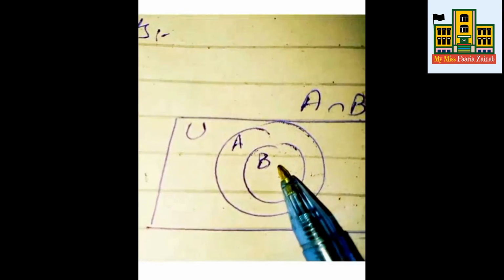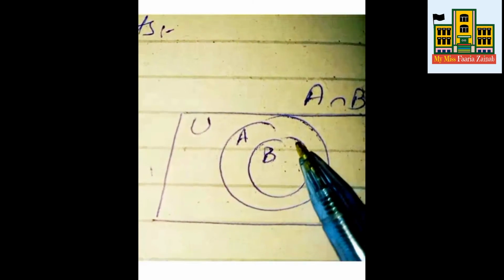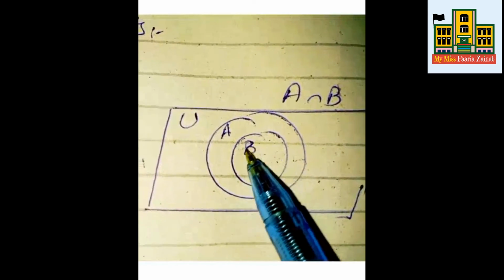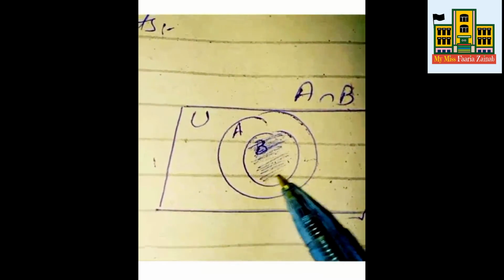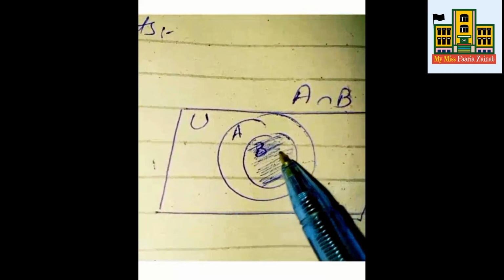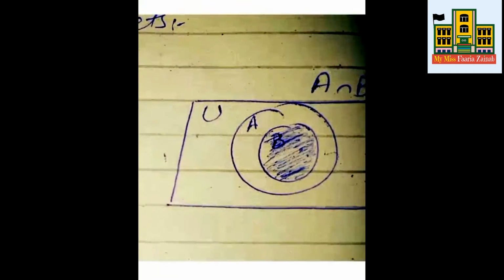And when B is a subset of A, then we will draw B in the center of A, and we will shade only the portion of B because B has all the elements that are also present in A. That is why in intersection only this area will be shaded. Okay, now in overlapping sets, some of the elements of A are also present in B but not all the elements. So only those elements which are overlapping, meaning present in A and also in B, are represented in this shaded area.